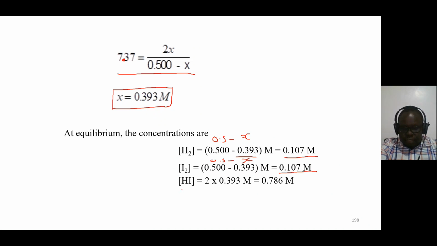The concentration of hydrogen iodide was 2X. So 2 times the value of X, you get the concentration of hydrogen iodide as being 0.786 molar.